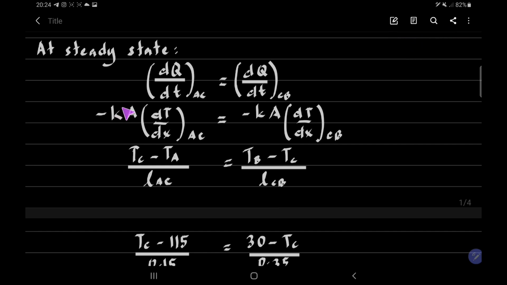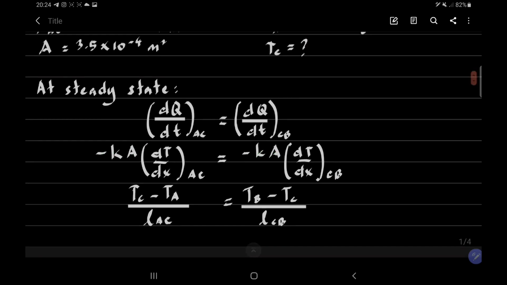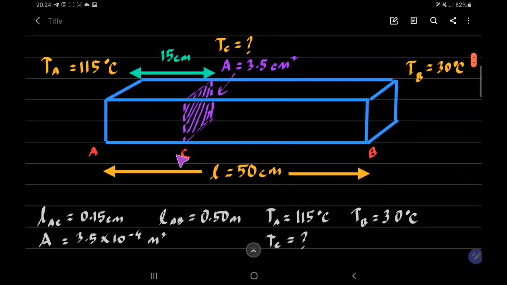Okay, K and K just cancel each other. Also A and A, because the area is still the same here, they cancel each other. Also negative and negative cancel each other. Alright, giving you dT over dx of AC equals dT over dx of CB. So from this, I just refer to this area. Between AC and CB, the rate of flow of heat is just equal at steady state.